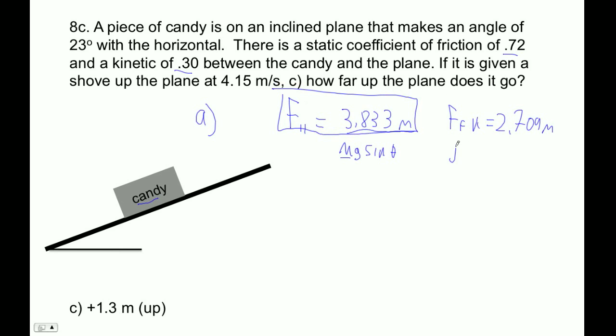And then ultimately we did mu times mg cos theta. And this is the kinetic friction, so we used that coefficient. We don't know m, but we put in 9.81 and cos of 23, and we got 2.709 m as our friction force. Now these are all in terms of m, but that's okay because ma has an m in it, and it'll cancel out.